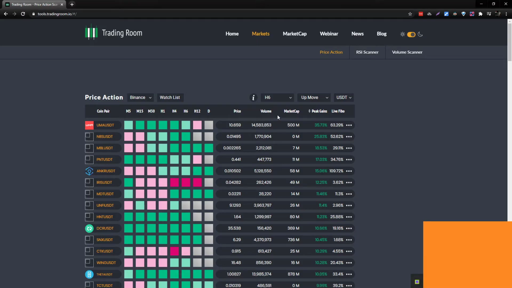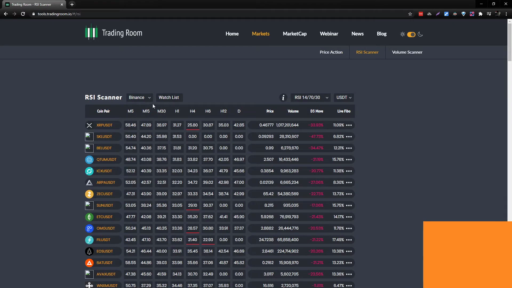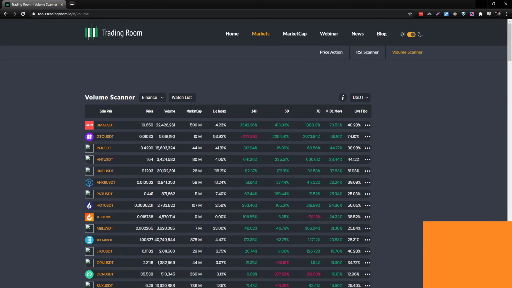And after that you can put the RSI scanner. The RSI scanner will give you that on the 1 hour, which I selected because I'm a trader of the 1 hour. You can see that XRP is oversold, some SKL, Bell. Also see the volume scanner.